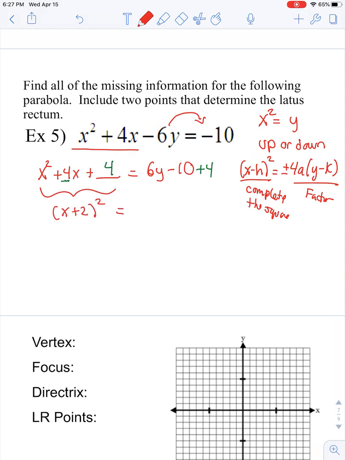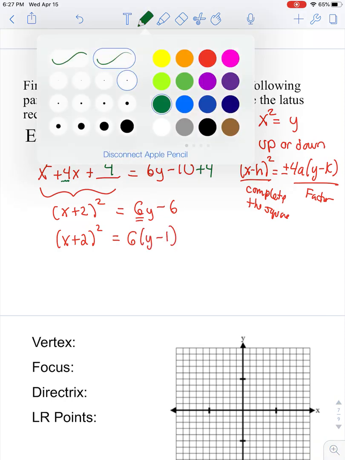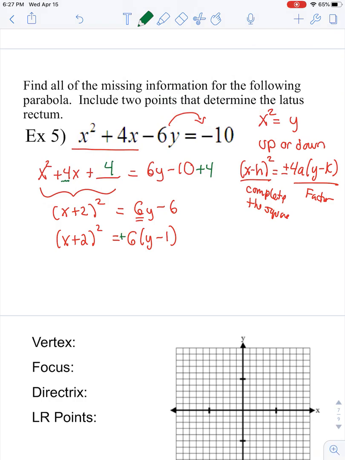Then I can go back and factor the left-hand side. That's (x + 2) squared. And the right-hand side, I have 6y minus 6. Now I need to factor the right-hand side. So the left stays the same. On the right, I'm going to factor out the 6, leaving me with (y - 1). Because this is a positive 6, now I know that this graph opens up, not down. So we can keep that in mind when we're graphing.